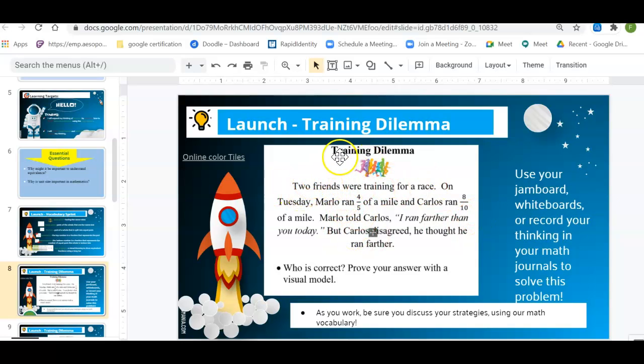And the training dilemma: 2 friends were training for a race. On Tuesday, Marlo ran 4/5 of a mile and Carlos ran 8/10 of a mile. Marlo told Carlos, "I ran farther than you today," but Carlos disagreed. He thought he ran farther. Who is correct? Prove your answer with a visual model. Okay, so we're going to go, and I'll show you the Jamboard.